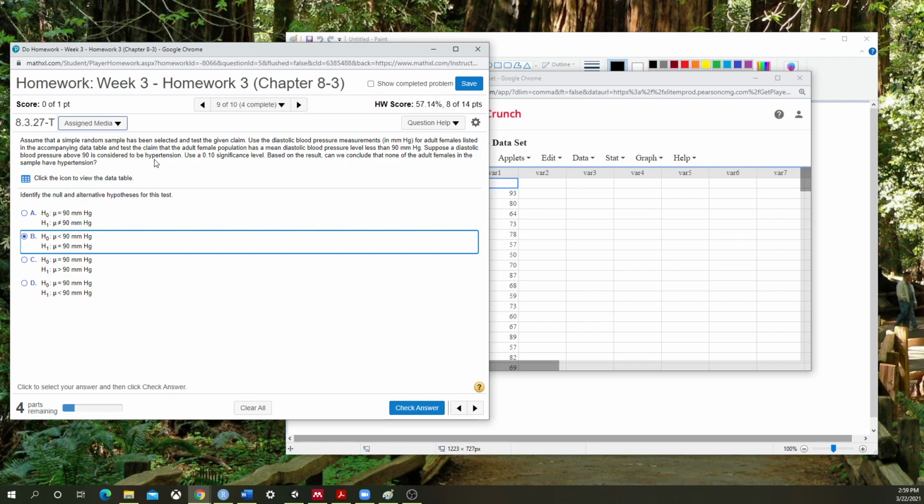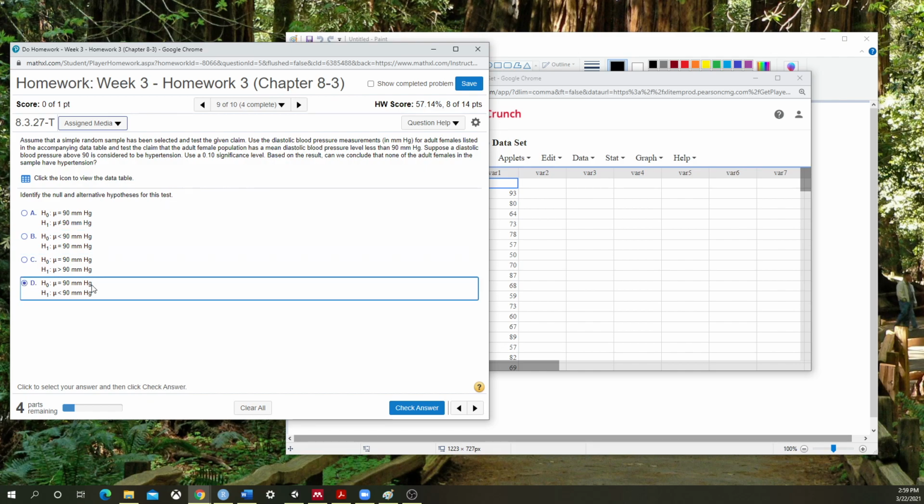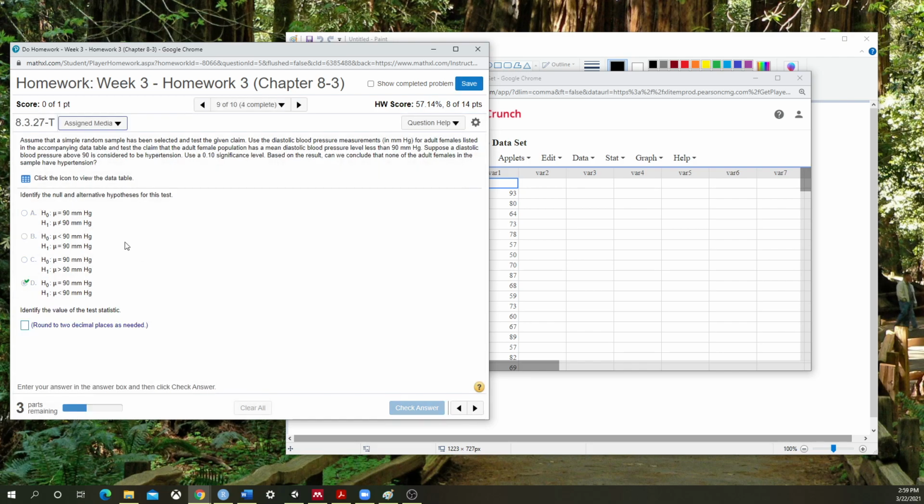Use the diastolic blood pressure measurements of the adult males listed in the accompanying data table and test the claim that the adult population has a mean diastolic pressure less than 90. Less than 90. Check answer. Great. Okay, identify the value of the test statistic.